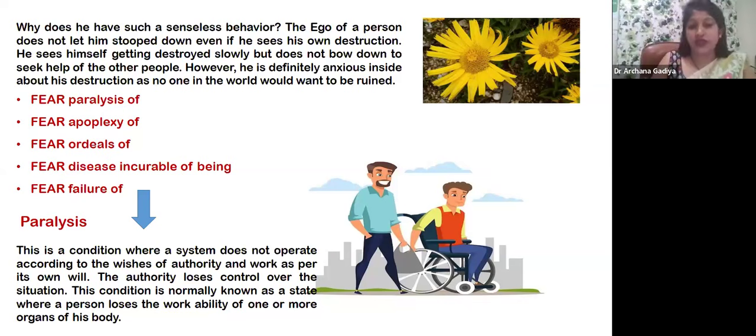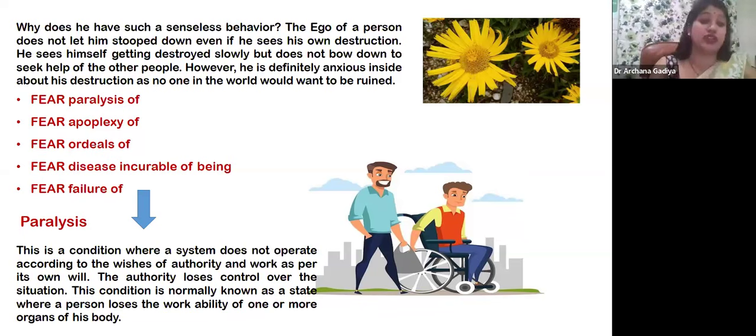Obviously, anyone will get anxious inside if he sees his destruction is on the way. Like we have seen in the case of the uncle, he feels that, I got scared at that time, what happened if I'm not able to walk now. If I also get paralyzed, like my uncle suffered in the accident. However, he is definitely anxious inside, not showing it easily, because of that mask of egotism. So no one in the world wants to get ruined.